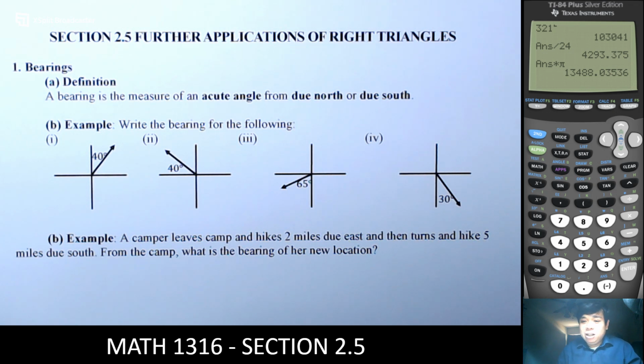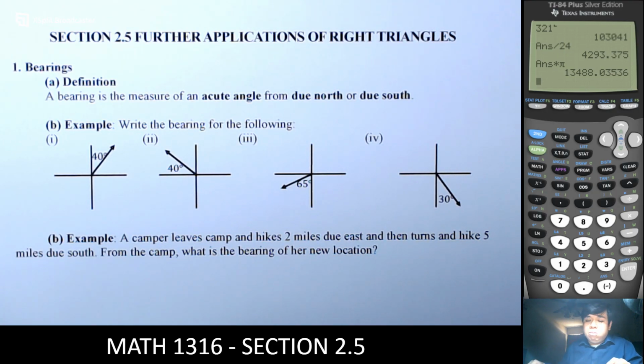Hi everybody, welcome to another video in Trigonometry, section 2.5. In this section we study some applications of right triangles. The first application is about bearings.